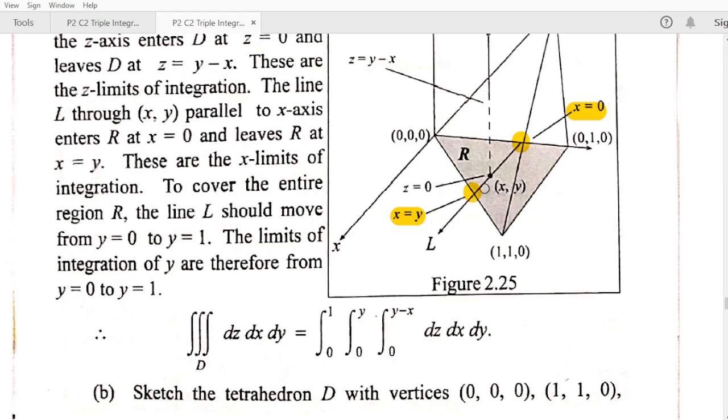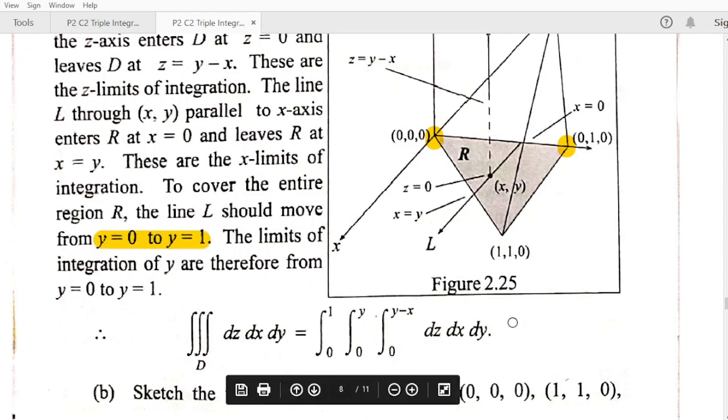Now we have to find the limit of y. This line L covers this region when we shift it from this point to this point. The value of y at this point is 0, and the value of y at this point is 1. So we get the limit of y from y equal to 0 to y equal to 1. So now we shall substitute all these values: 0 to y minus x, 0 to y, 0 to 1, dz dx dy.